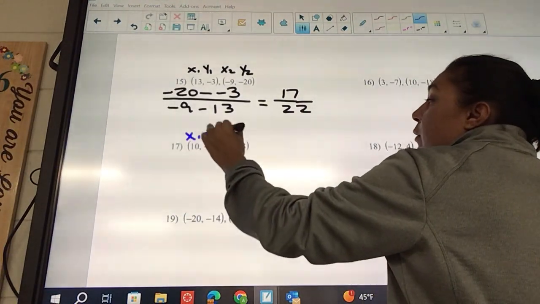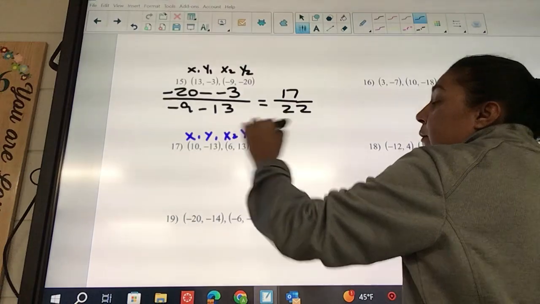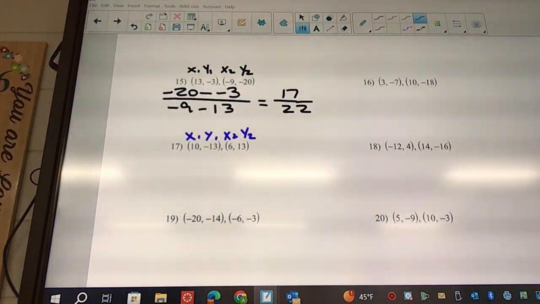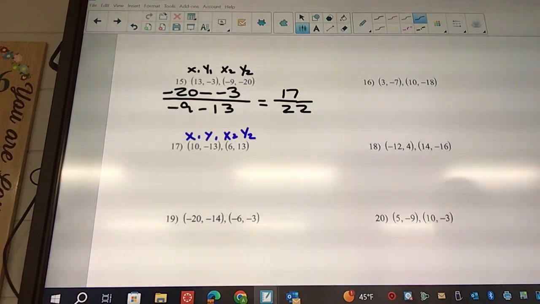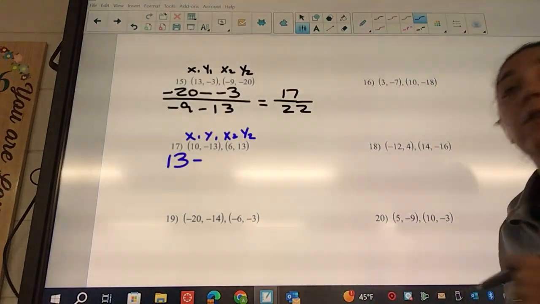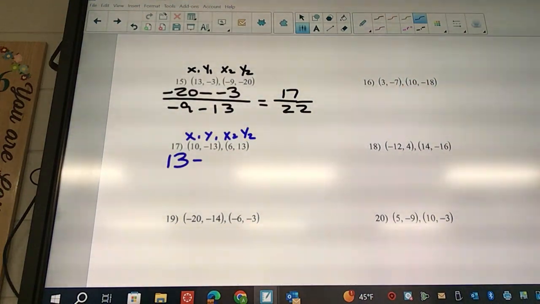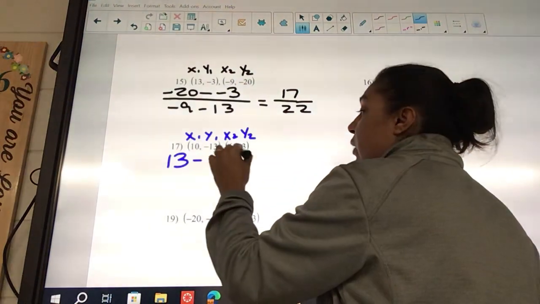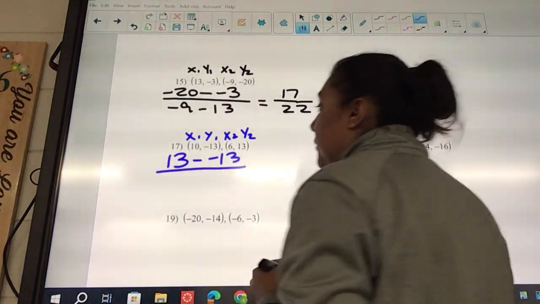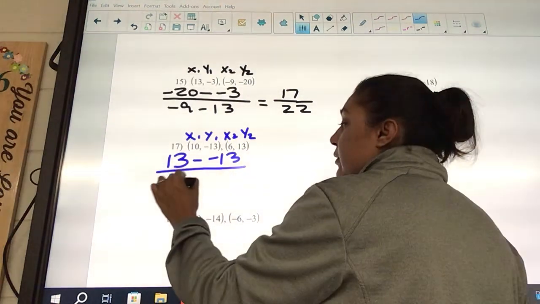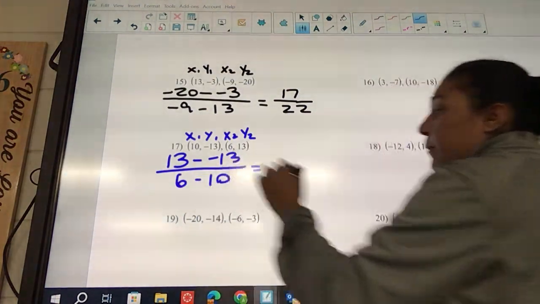Okay, x1, y1, x2, y2. What comes first? Y2, which is 13, minus what? What comes next? Negative 13, because that's my y1. Okay, so again, you've got these double negatives. Be careful. Okay, x2 minus x1. So it's going to be 6 minus 10.